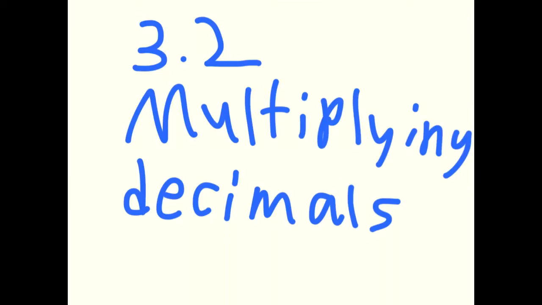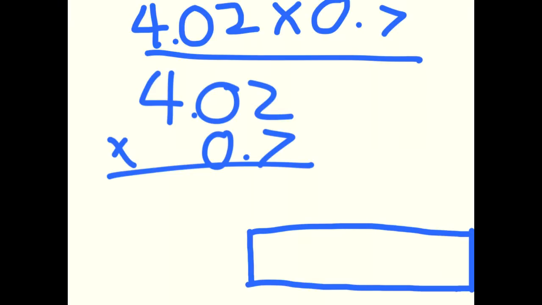Now it's time for lesson 3.2, multiplying decimals. Alright, so now our problem is 4.02 times 0.7. So what you're going to do is you're going to do 7 times 2, which is 14, carry the 4. 7 times 0 is 0, plus the 4 equals 4.